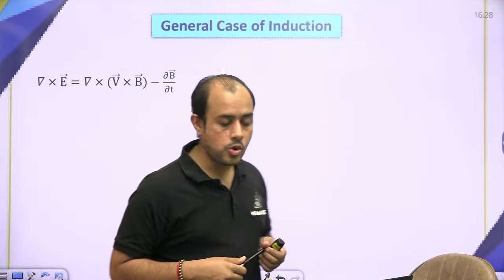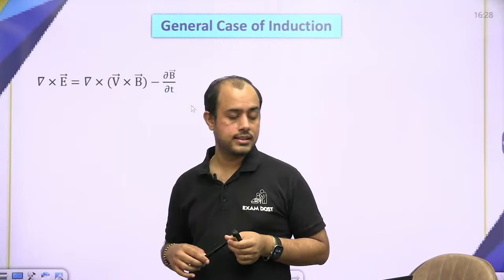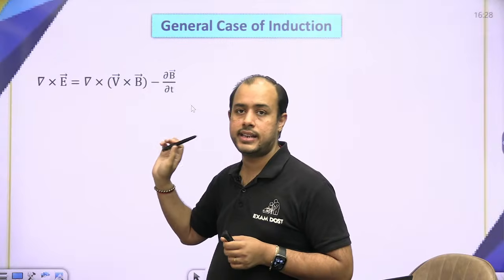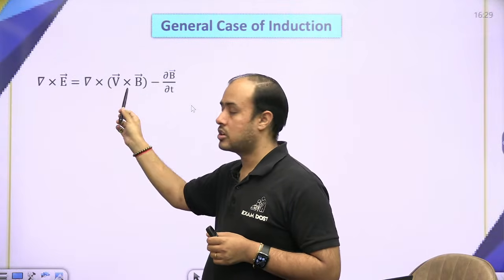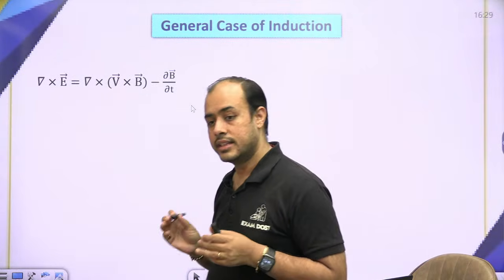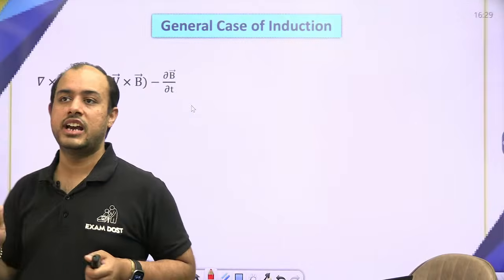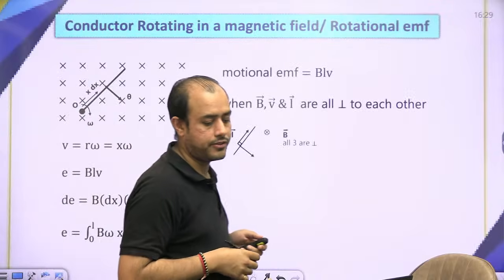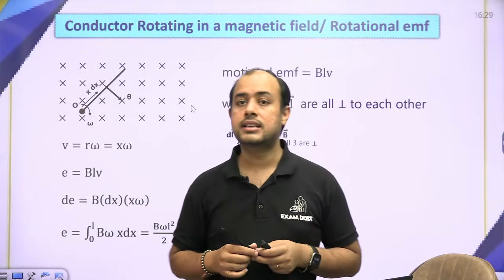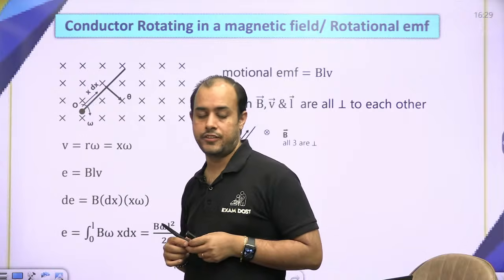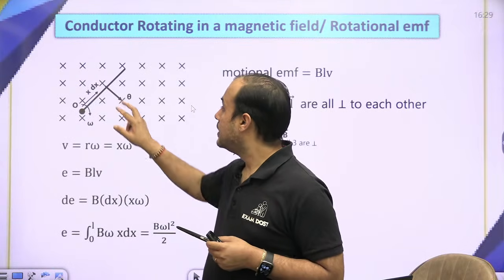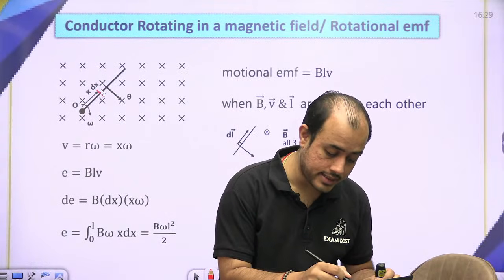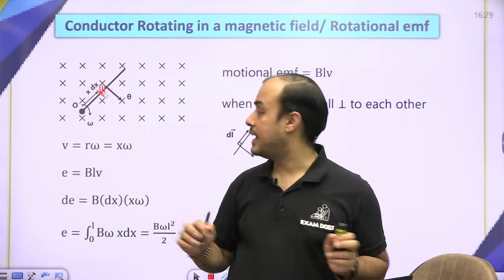Now, if you combine all the laws, that is the Faraday law, del cross E is minus del B by del T, and del cross E is del cross B cross B. This is the general form where we have included motional EMF as well as the static EMF. Now, if a conductor is rotating in a magnetic field, how to deal with that? So, take a small portion of the conductor at a distance x. The length will be dx.